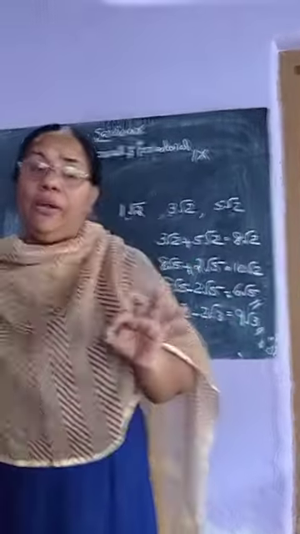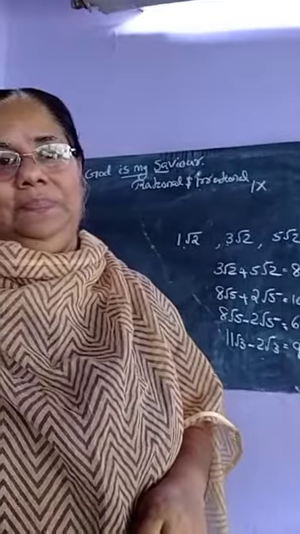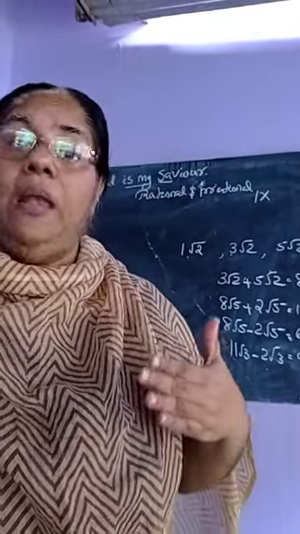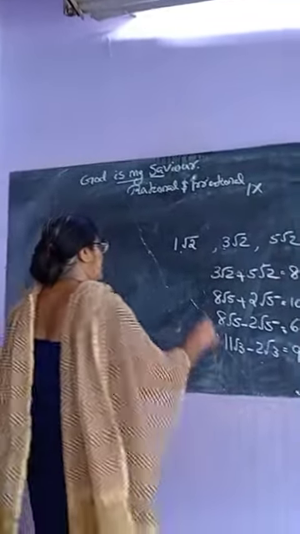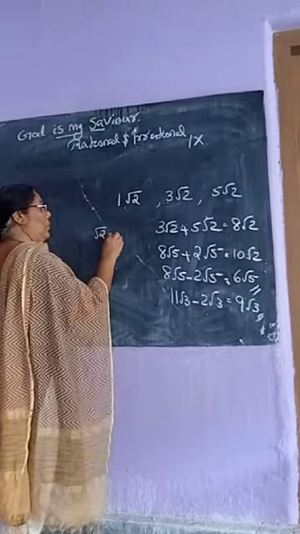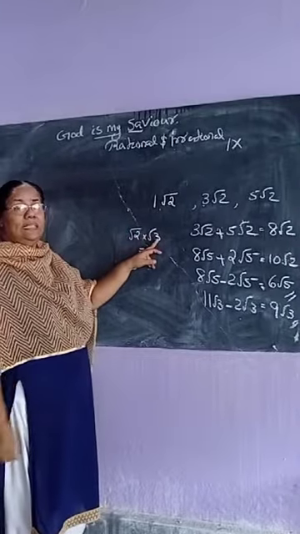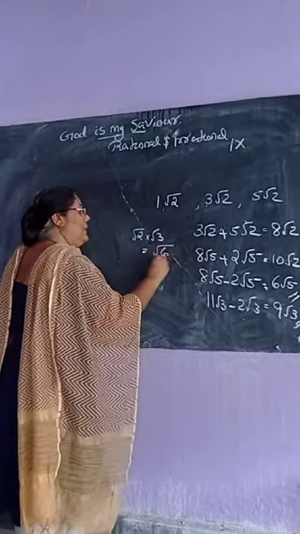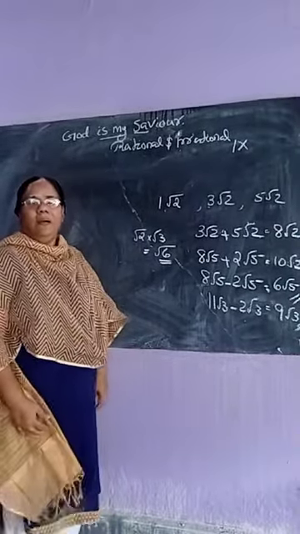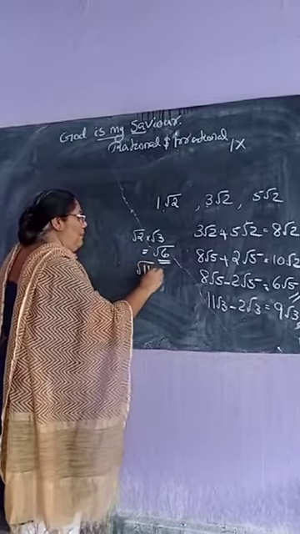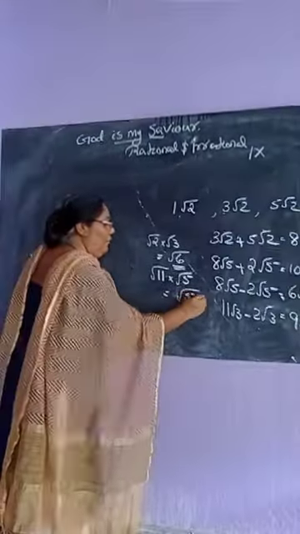We can add or subtract only like terms. But we can multiply unlike surds. For example, root 2 into root 3. What is root 2 into root 3? The numbers here are 2 and 3. Multiply: root 6. Just multiply the inner terms. Okay. Then say the answer: root 11 into root 5. That is root 55.